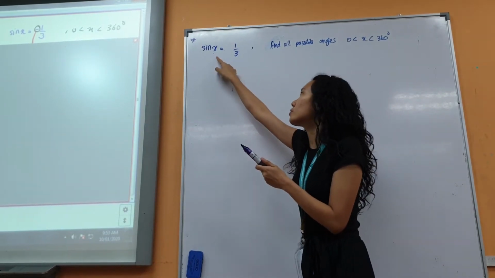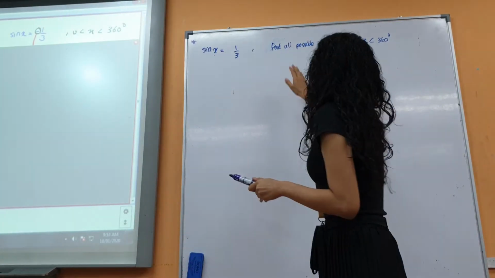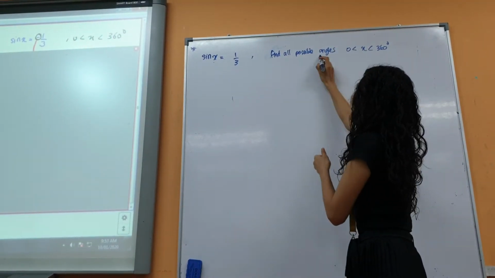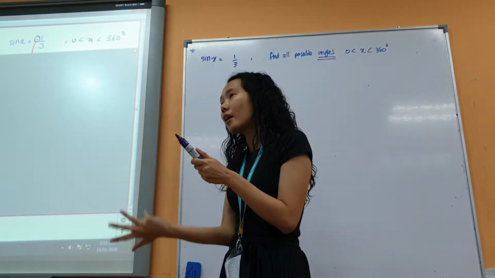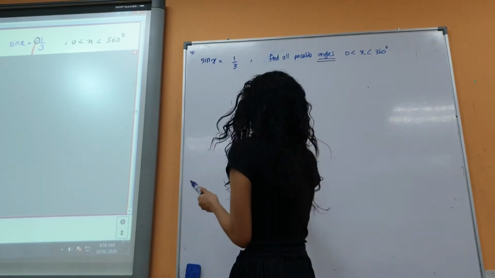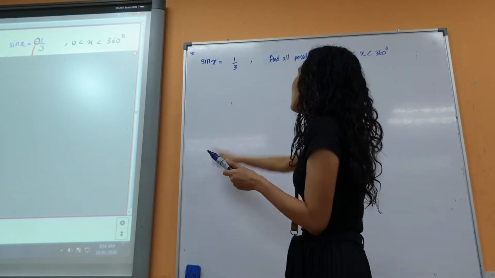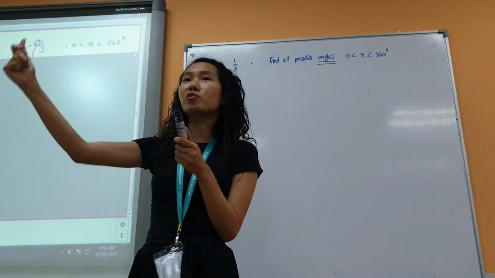They also tell you sine x is whatever, 1/3 or whatever number. Find all possible. This time they want what? Angle. So you do need to arc sine it at one point of time. Okay? So now, first thing first, what do you need to do? From that experience, you should know already.